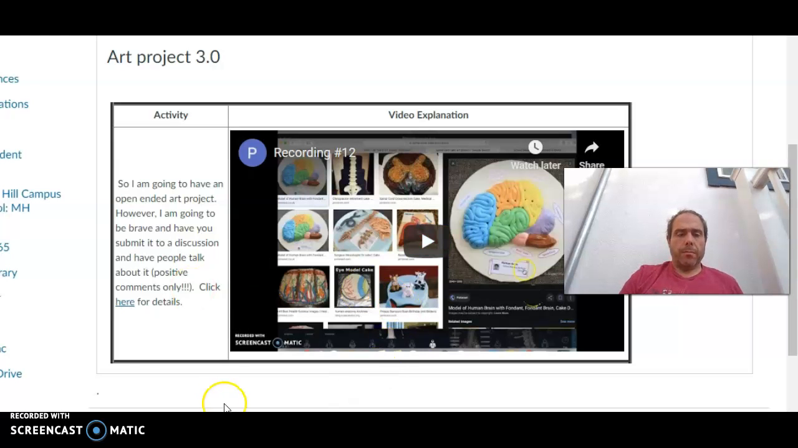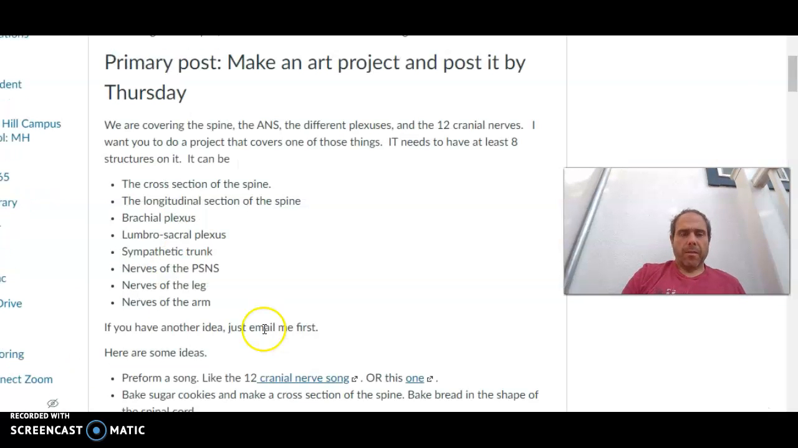So you're going to pick a structure. It could be the brain, it could be the spinal cord, it could be a plexus. This class that I'm looking at, everybody's on the brachial plexus so far. It could be the end of the spinal cord, it could be the longitudinal section, it could be part of the ANS. So I'm completely terrified about this.